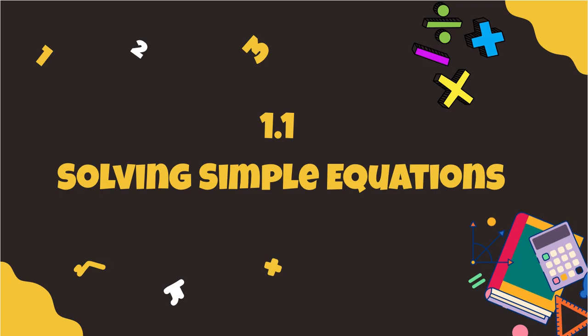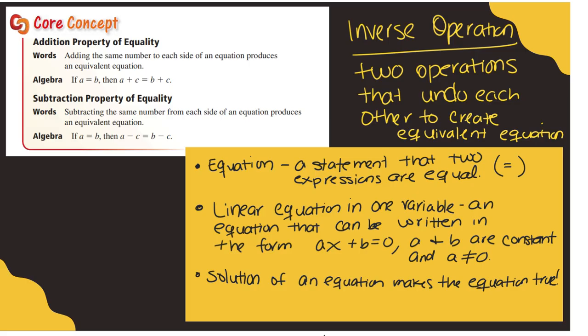1.1 Solving simple equations. An equation is a statement that two expressions are equal, and you normally would see it with an equal sign. Now, a linear equation in one variable is an equation that can be written in the form of ax plus b equals 0, where a and b are constants, okay? They are rational numbers.